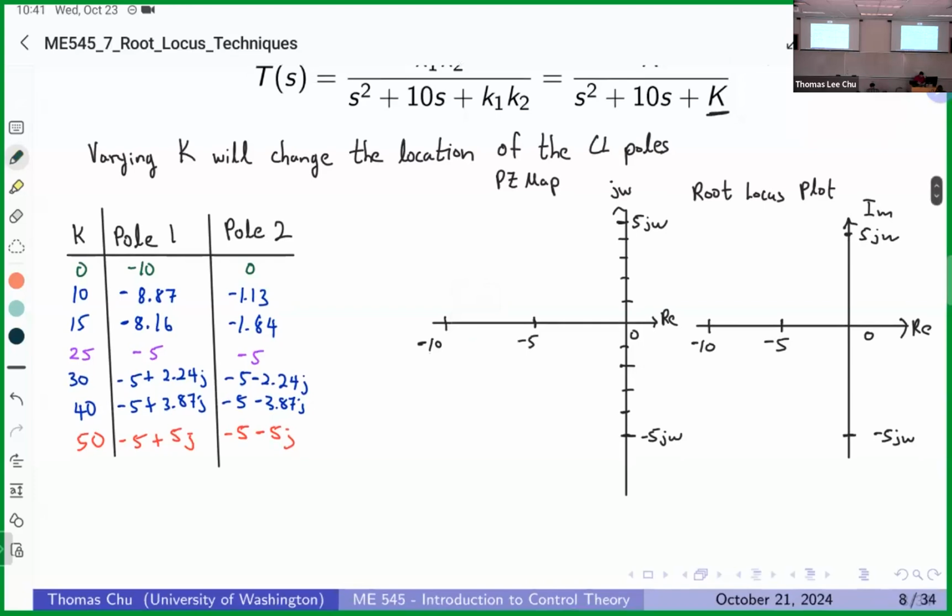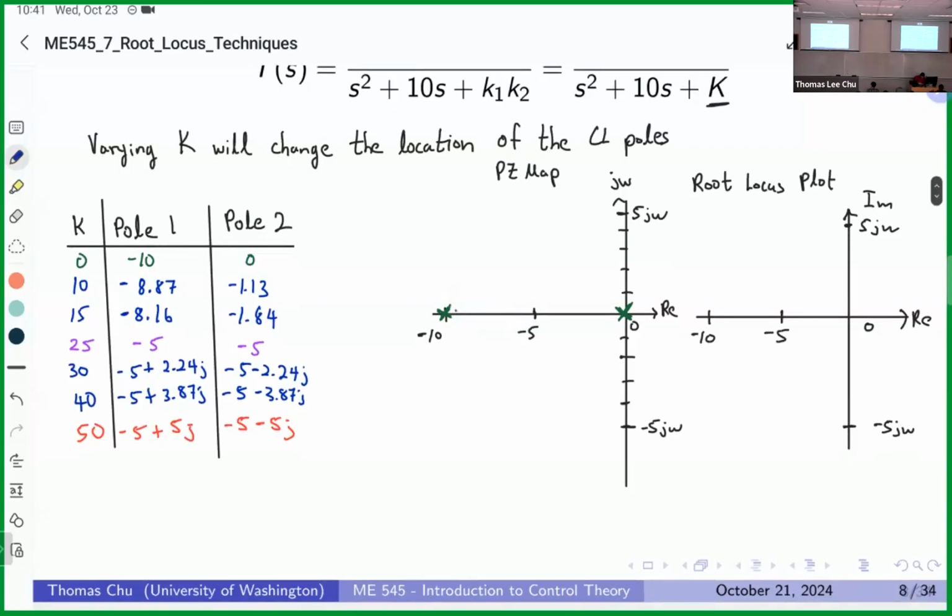So this green is going to be our starting point here, which is gain of 0. So we have a pole at the origin, which is not a real pole, but let's say a pole at the origin, and the real pole at -10. And then when we increase the gain to 10, we're going to get -8.87 and -1.13. I'm just eyeballing it. So this is K equal to 10.